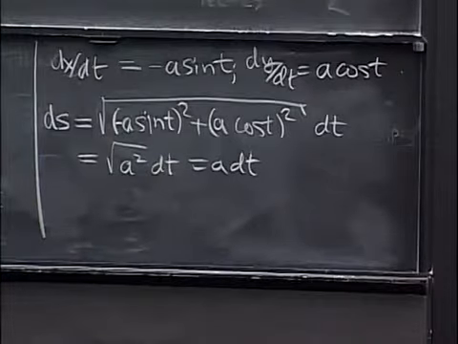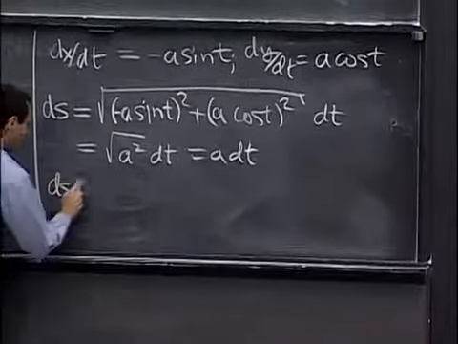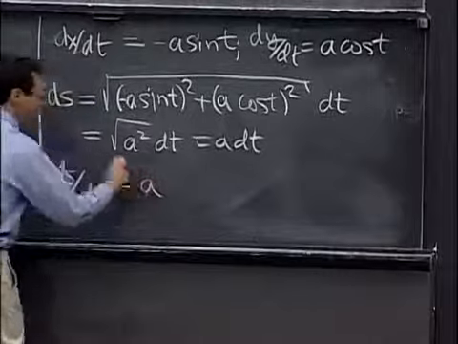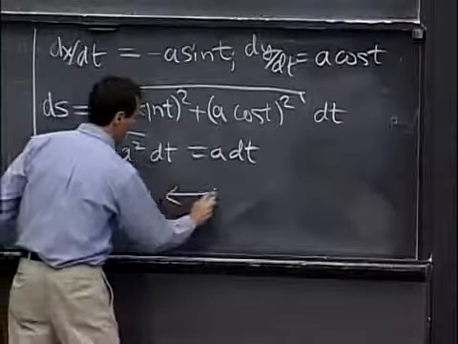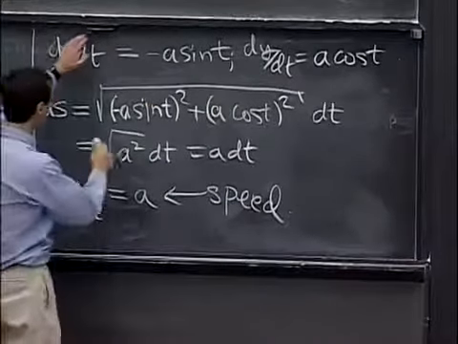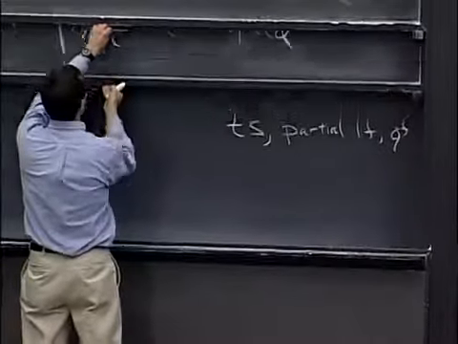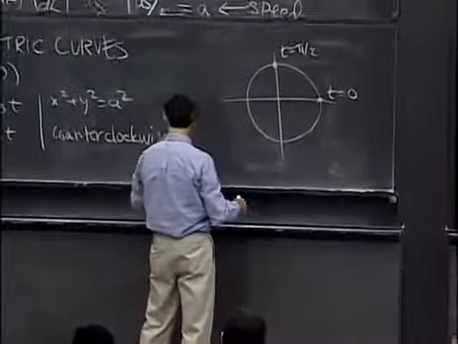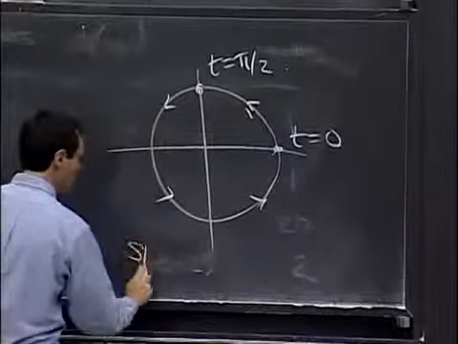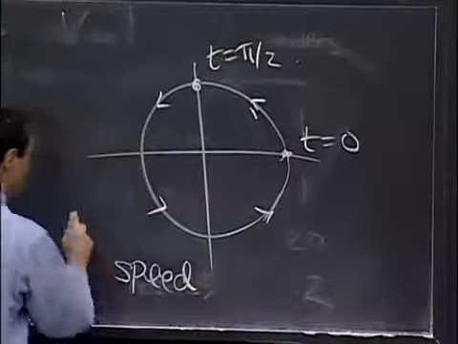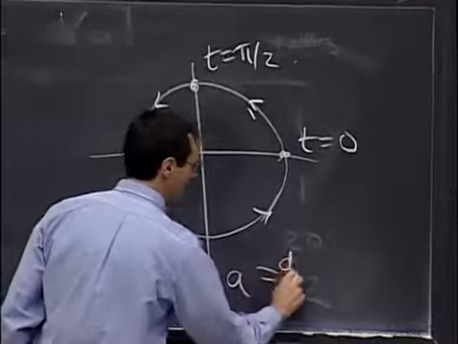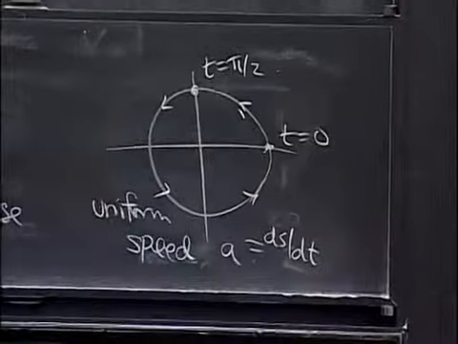Now, I was about to divide by dt. Let me do that now. We can also write the rate of change of arc length with respect to t, and that's a in this case. And this gets interpreted as the speed of the particle going around. So not only do we have that the direction is counterclockwise, but we also have that the speed is uniform, it's constant speed, and the rate is a. So that's ds dt, traveling around.